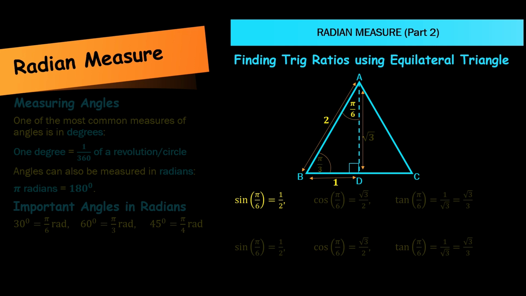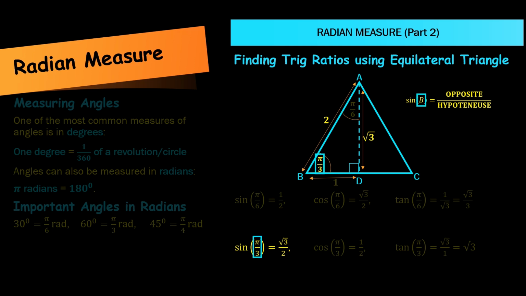First, consider sine pi by 6. We're going to use the formula sine A equals opposite over hypotenuse. So in our triangle, we have sine pi by 6, which is sine A, equals opposite, which is 1, over hypotenuse, which is 2. And now for sine pi by 3. In our triangle, we have sine pi by 3 equals opposite, which is √3, over hypotenuse, which is 2.